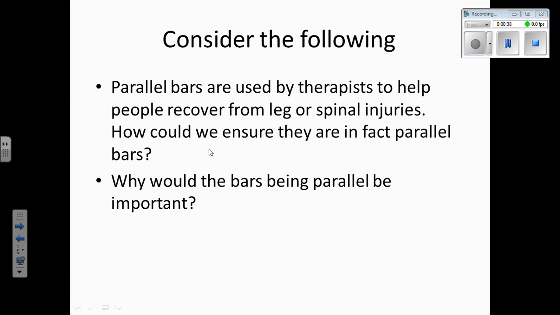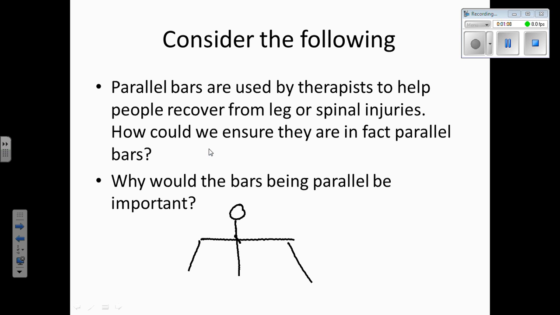So they kind of look like the parallel bars or the uneven bars that you would see in gymnastics. That's a side view of my guy, and he is working his way in between the parallel bars. Yeah, I'm not an artist.